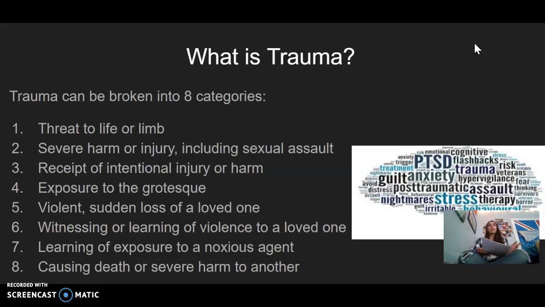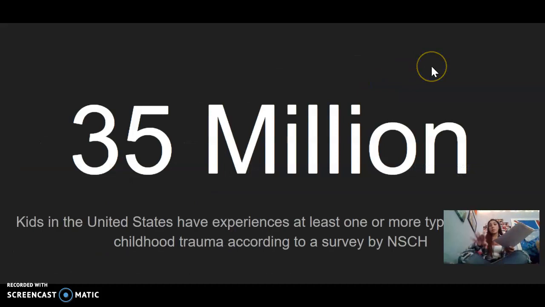So trauma can be broken into 8 categories, including threat to life or limb, severe harm or injury, including sexual assault, receipt of intentional injury or harm, exposure to the grotesque, violent, sudden loss of a loved one, witnessing or learning of violence to a loved one, learning of exposure to a noxious agent, and causing death or severe harm to another. So obviously these are general and very broad categories, and there's a lot within those that we have to be aware of. But these are just some ways to identify it so that we can be aware of it in our students.